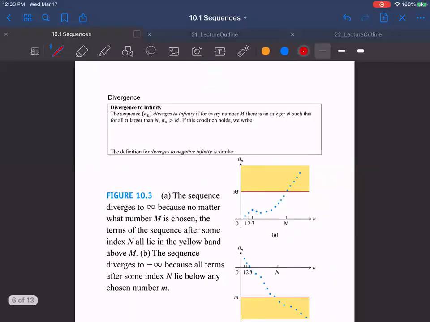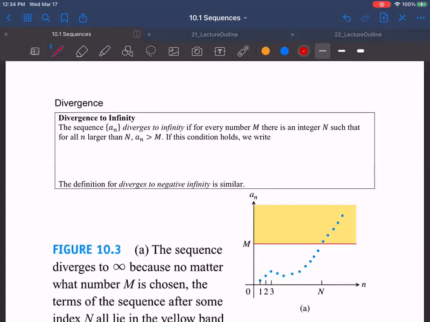All right, so real quick here, on the next page is divergence to infinity. The sequence A sub n diverges to infinity if for every number m, there is an integer N such that for all little n larger than the capital N, A sub n is greater than our m value. So essentially, we can always find the next value being larger and larger, okay? So every value we get, there's always at least one more that's bigger than it. That means it's going to diverge.